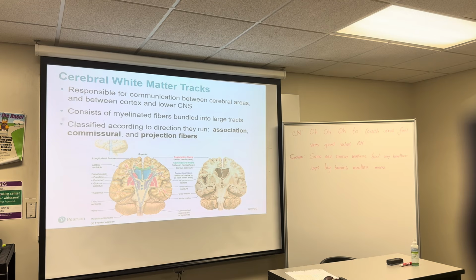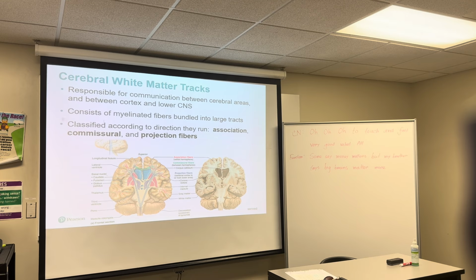You have different types of tracts in your brain, responsible for the communication between the cerebral areas and between the cortex and the lower central nervous system. They consist of myelinated fibers bundled into large tracts, classified according to the direction they run: association, commissural, and projection fibers.